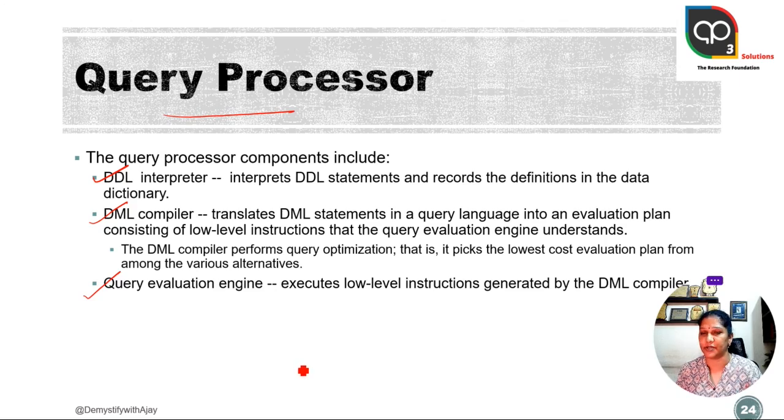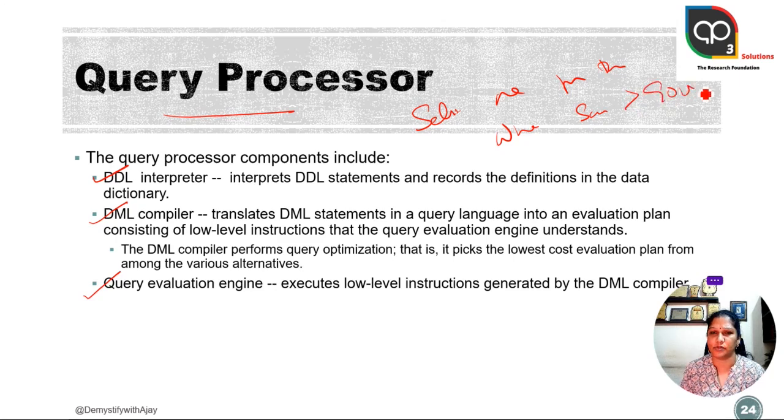It executes the low-level instruction generated by the compiler. For example, a user might write: select name from instructor where salary greater than 90,000. The query processor turns that request into a series of optimized steps to retrieve only the needed rows, using indices or sorted files if available.